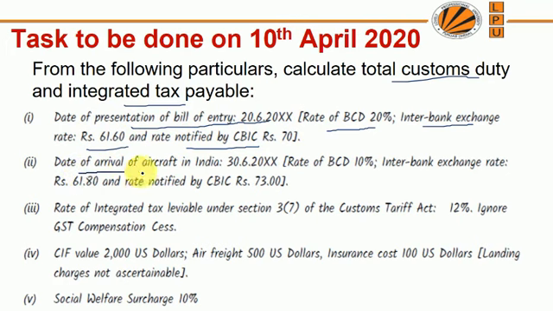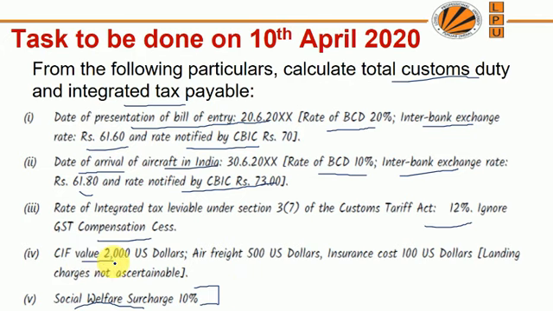Then the date of arrival of aircraft in India is given, which is 30th June. Rate of BCD is given. Interbank exchange rate is given. CBIC rate is given. Rate of integrated tax under section 3 subsection 7 of Custom Tariff Act, 12%, is given. It's written ignore GST compensation cess; even if it is not written, we are going to ignore it. Until and unless specified, only then will we calculate GST compensation cess. But even if SWS is not given, we are going to calculate SWS at 10% on the value of BCD.